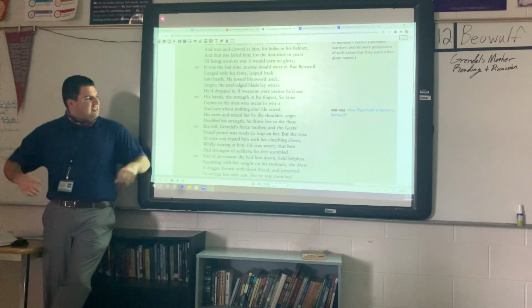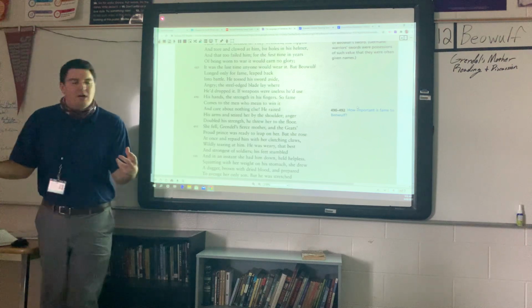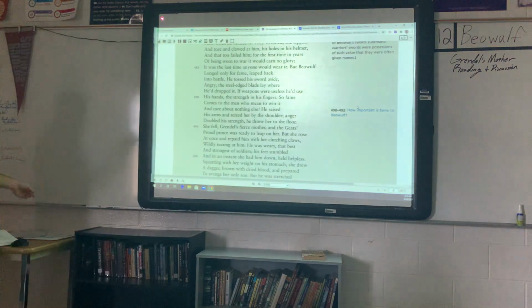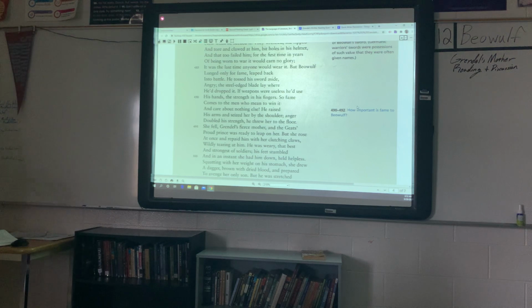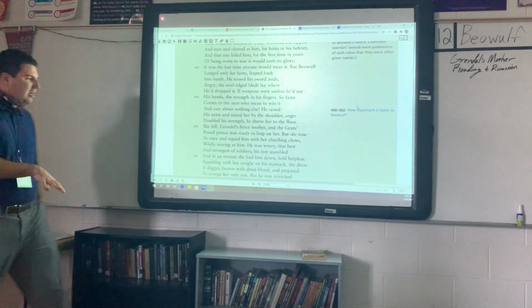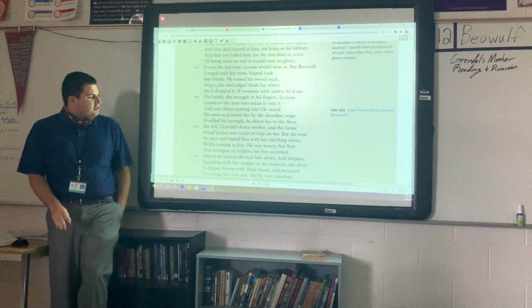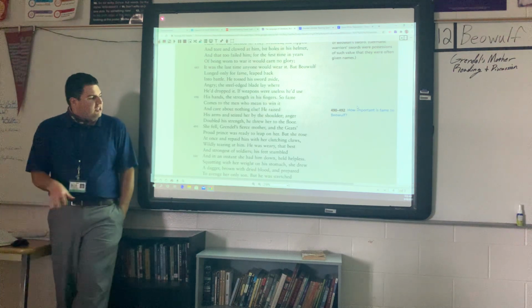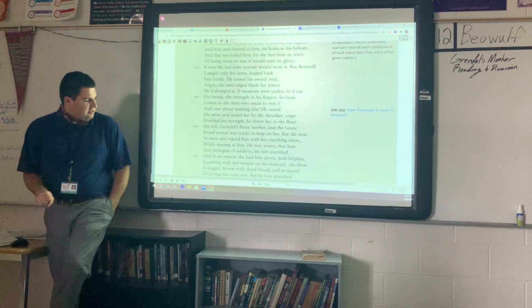He raised his arm and seized her by the shoulder. Anger doubled his strength. He threw her to the floor. She fell, Grendel's fierce mother, and the Geat's proud prince was ready to leap on her. But she rose at once and repaid him with her clutching claws, wildly tearing at him. He was weary, that best and strongest of soldiers. His feet stumbled. In an instant, she had him down, held, helpless.